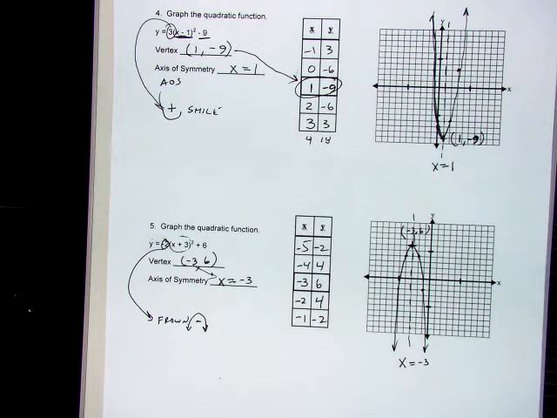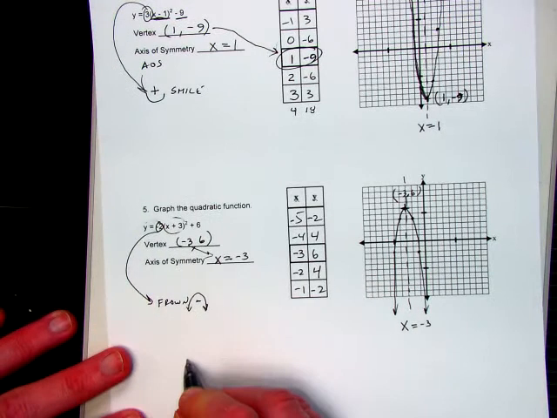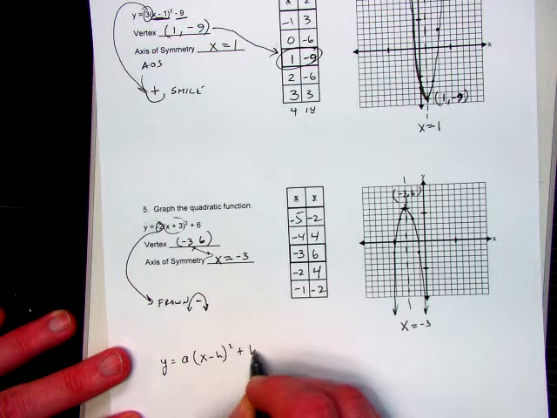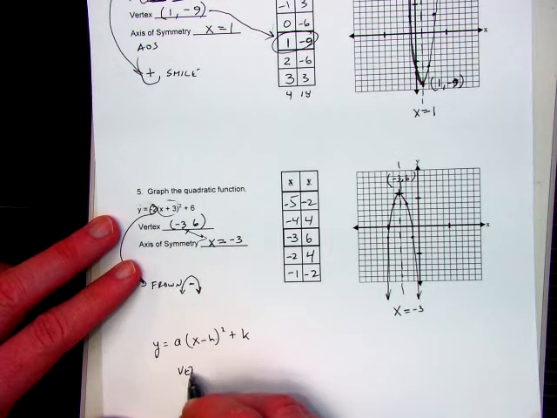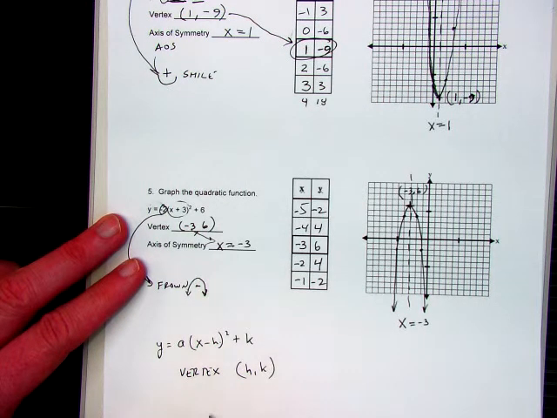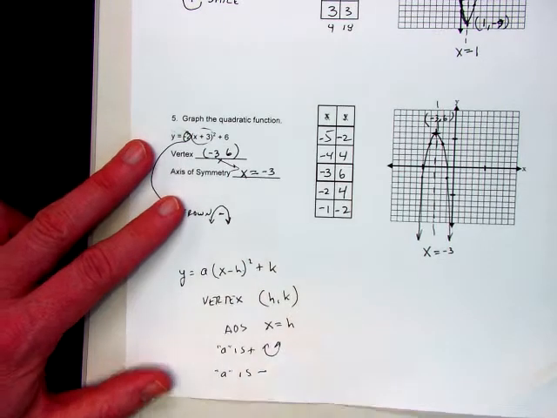So that was an example. We went and identified the vertex. So in other words, by the way, if I had y is equal to x minus h squared plus k, my vertex would be at h, because it's what number makes this 0, so h comma k. My axis of symmetry, or AOS, would be at x is equal to h. And if a is positive, the graph smiles. If a is negative, whoopsie, the graph frowns.